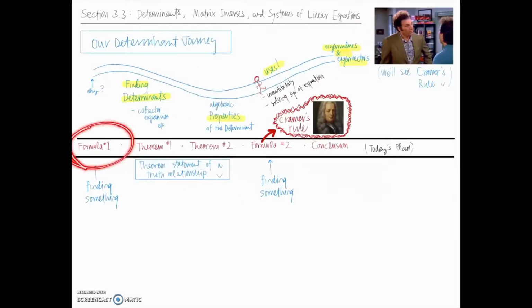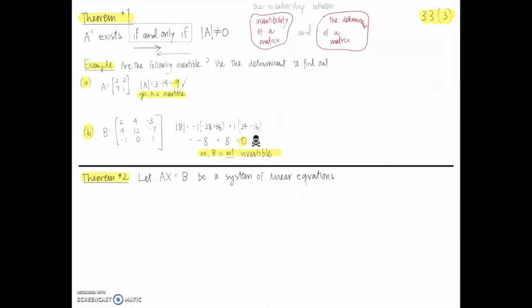Okay, so we have talked about our formula for an inverse of a matrix, our theorem that you only can find the inverse of a matrix if its determinant is non-zero. Now let's move on to our next theorem, and then we'll build up to the big climax, Cramer's rule. Okay, for this theorem, we're going to start off by saying let AX equal B be a system of linear equations.